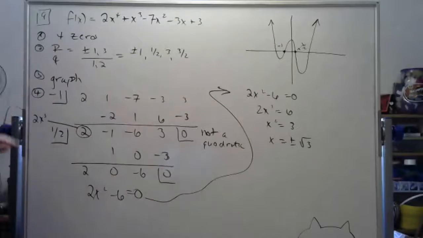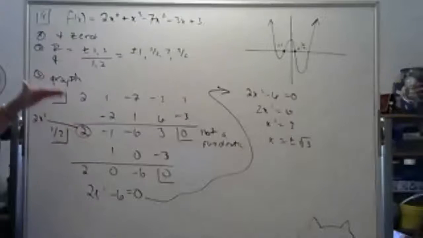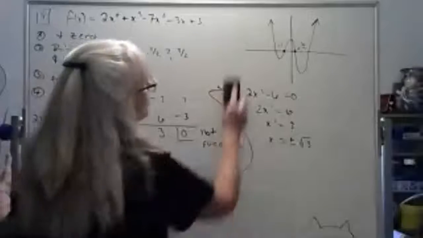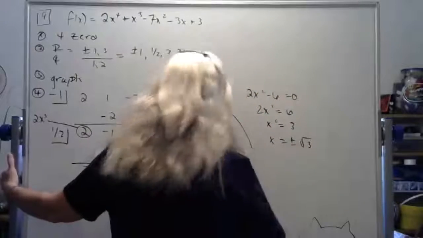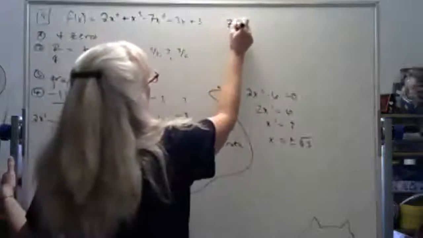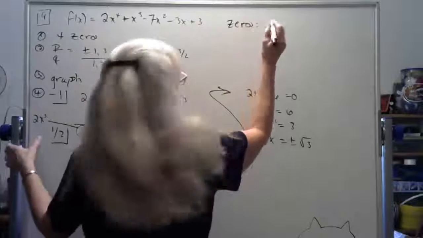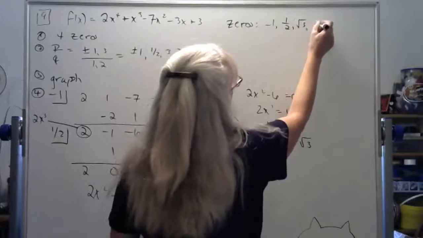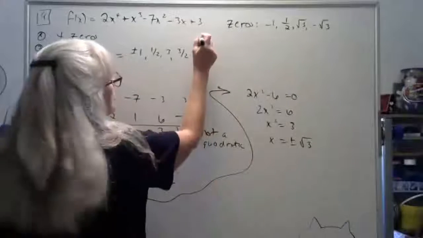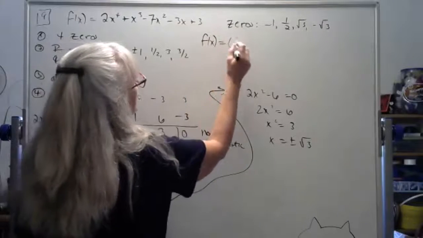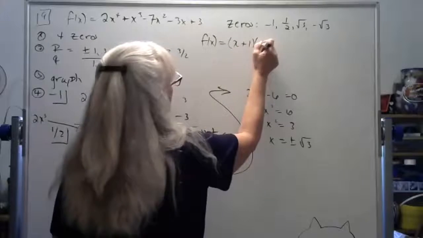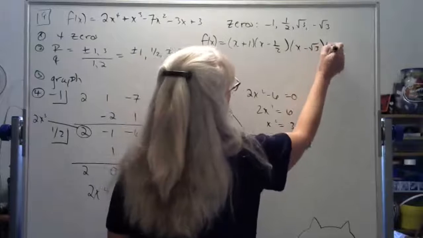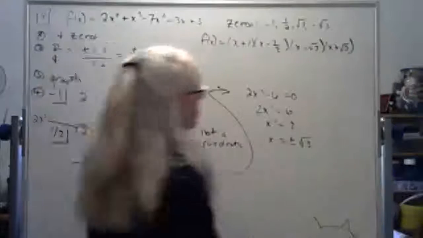So the key here is that if you have a 4th degree, you have to go through the synthetic division twice to get it down. So our zeros, in no particular order, are the -1, the positive 1/2, the square root of 3, and the negative square root of 3. And in factored form, f of x would be equal to x plus 1, x minus 1/2, x minus root 3, and x plus root 3.